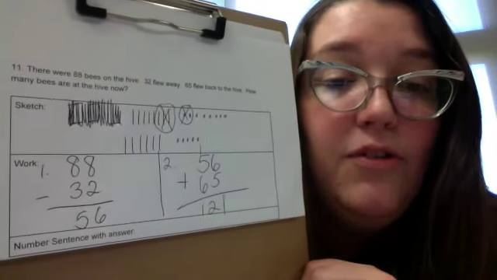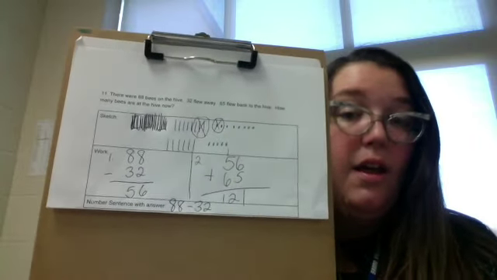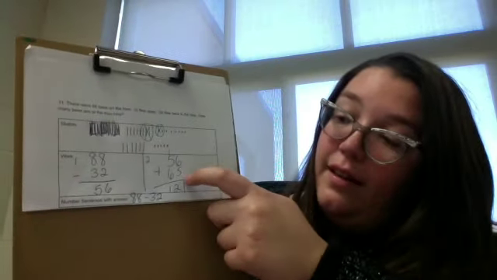So how many bees are at the hive now? 121. So what was our final number sentence? We're using all 3 of those numbers from the problem. So our final number sentence is 88 minus 32, because remember those ones flew away, plus 65. And what was our final answer? 121.